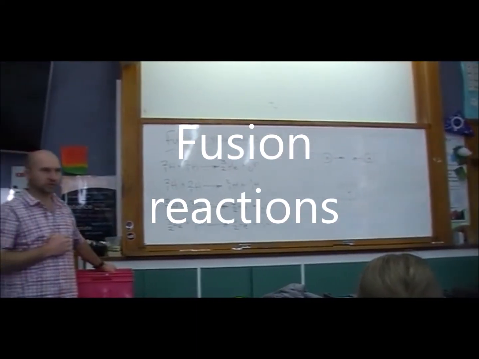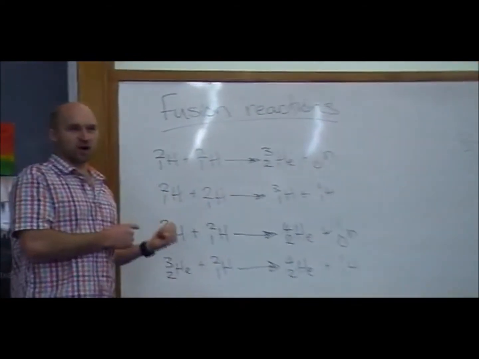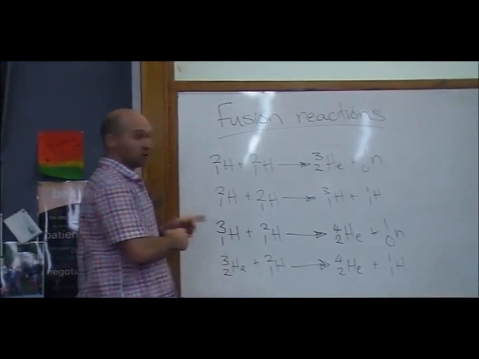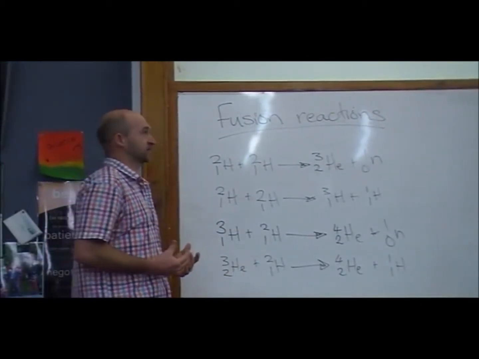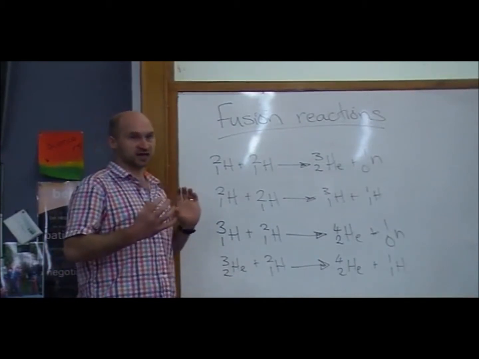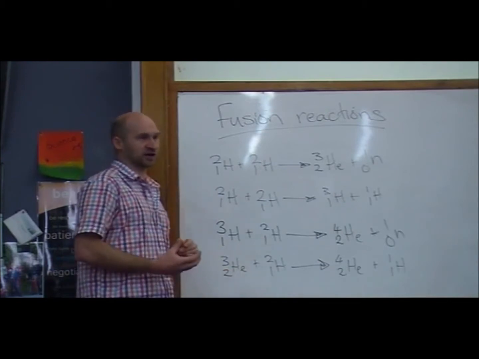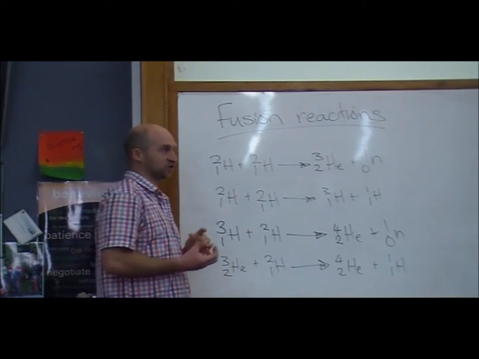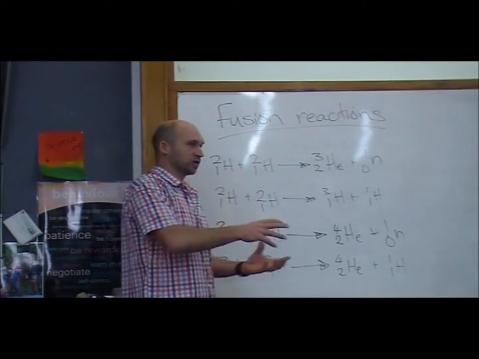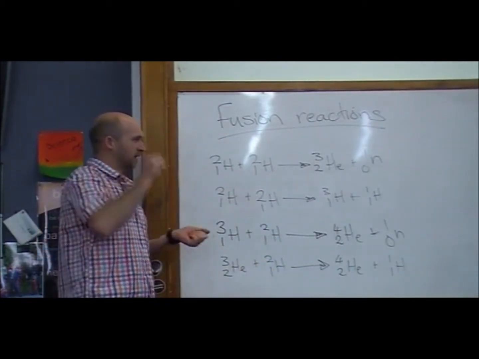Cool. So, fusion reactions: these are like the opposite in some ways to fission reactions, but they're the same in some ways as fission reactions. In fusion reactions, we're fusing together two really small nuclei to make a slightly larger nucleus. That's the opposite to a fission reaction, where we had a big nucleus that we were splitting into two smaller nuclei. In this case we're doing the opposite: we're getting small nuclei and putting them together.